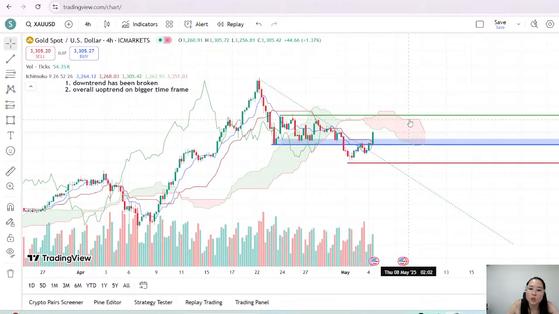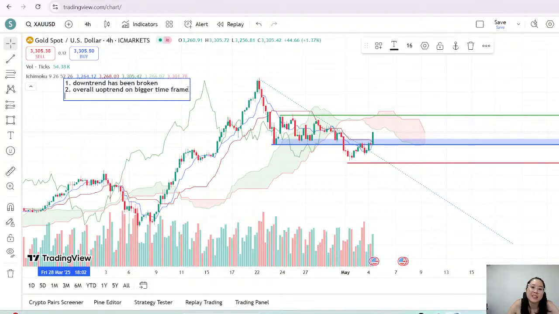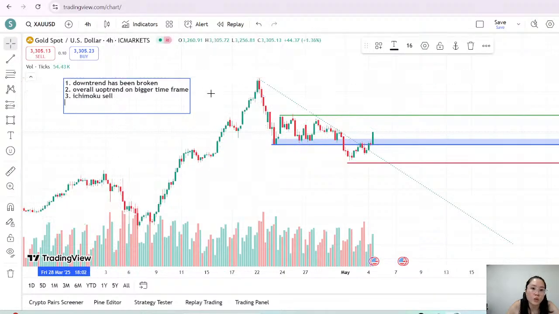So right now, Ichimoku is showing a sell. Okay, this is not a good sign. We're going to get rid of Ichimoku. I'm just showing you guys how I usually chart my charts. If there is no entry, I'm not going to force it.